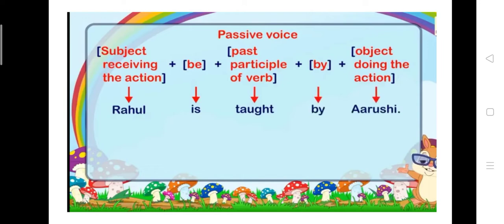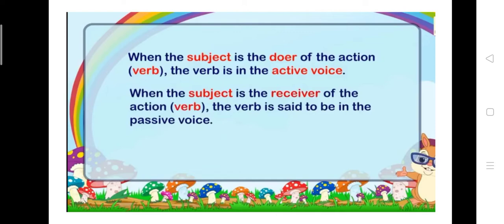Okay, so we have done all the tenses, but those were in active voice. But we come across with the passive voice sentences also. So we should also have the knowledge of using verbs in passive voice also. Correct? Now look at the next one. When the subject is the doer of the action, the verb is in the active voice. Whereas when the subject is the receiver of the action, the verb is said to be in passive voice.